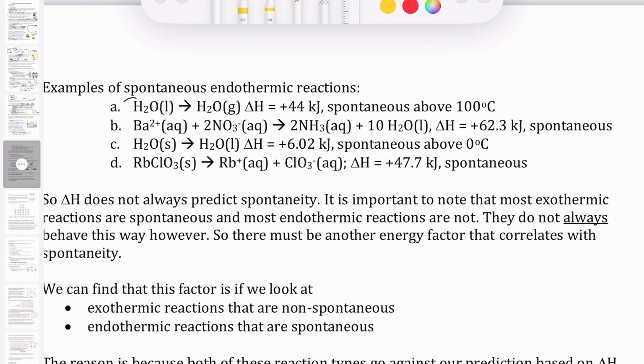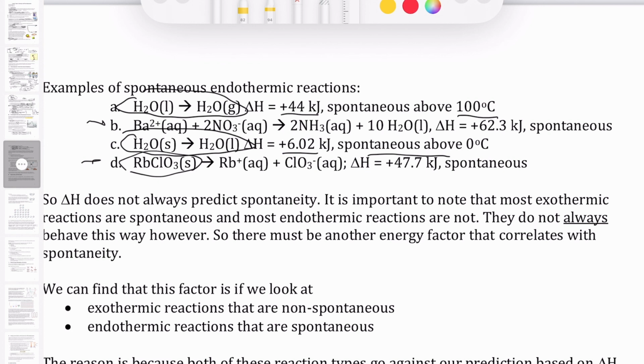So if we just flip those two reactions that we just talked about, the liquid to gas now is going to have a delta H of 44 kilojoules, but we know that the evaporation of liquid water to become gas is spontaneous as long as the temperature is above 100 degrees. And similarly, the melting of ice to become liquid water, even though it's endothermic, is spontaneous above 0 degrees Celsius. We have a couple other examples here of things that are spontaneous.